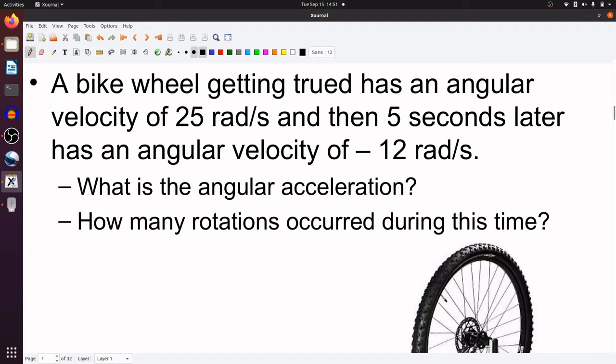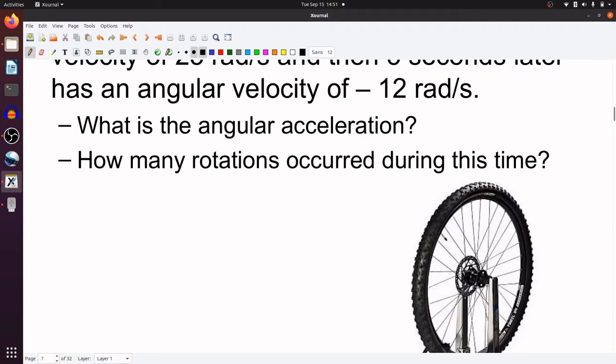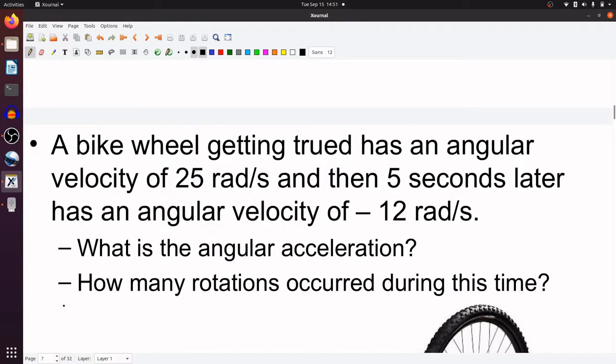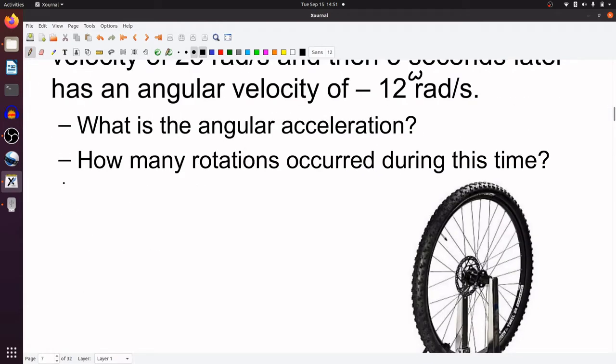It's getting trued, has an angular velocity of 25 radians a second, then 5 seconds later has an angular velocity of negative 12. What's the angular acceleration? How many rotations does it go through? All right, so if I want to figure out angular acceleration, I am given my initial angular velocity, I'm given time, and I'm given my final angular velocity. And so the equation I'm going to use has all of them in it, and that is omega is equal to omega naught plus alpha t, which is your v equals v naught plus at.